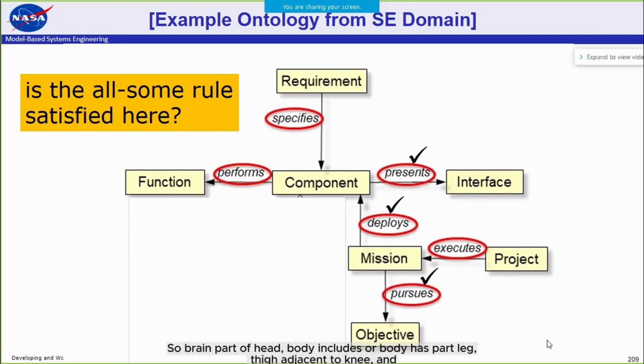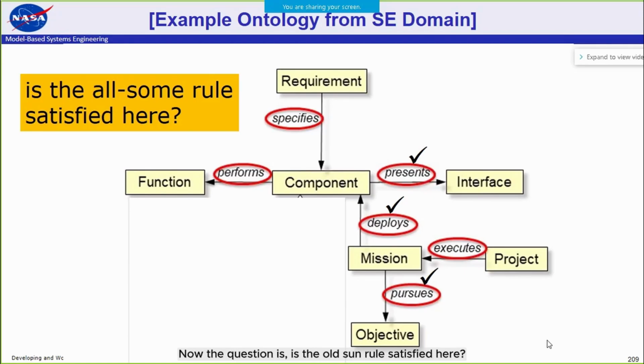So brain part of head, body has part leg, thigh adjacent to knee, and so on. All of these satisfy the all-some rule. And if you find an ontology which does not follow the all-some rule, it's probably making a mistake.